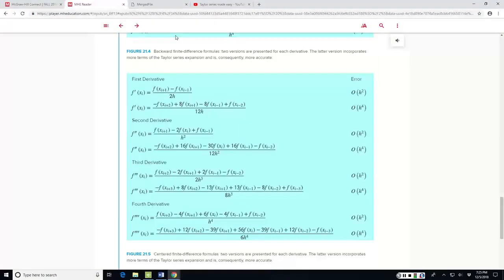So again, the chapter is not that difficult. If you didn't understand anything, just use the tables, right? The table just gives you the formulas, just use the tables.